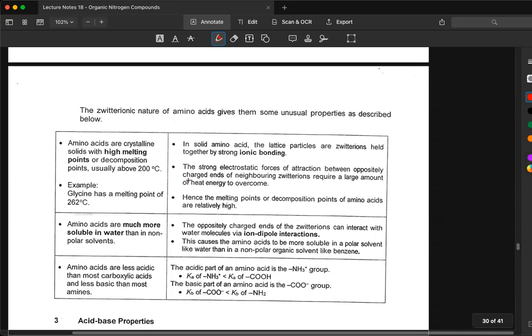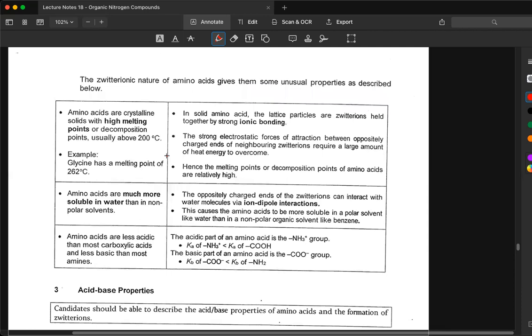The Zwitter ionic nature of amino acids gives them some unusual properties as described below. So these are some weird properties because of the Zwitter ion. The amino acids are crystalline solids with a high melting point. In solid amino acid, the lattice particles are Zwitter ions held by strong ionic bonds. The strong electrostatic force of attraction between the opposite ends of the neighboring Zwitter ions requires a large amount of heat energy to overcome, which explains the high melting point.